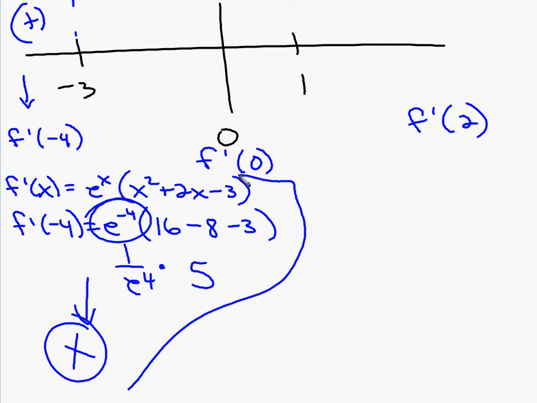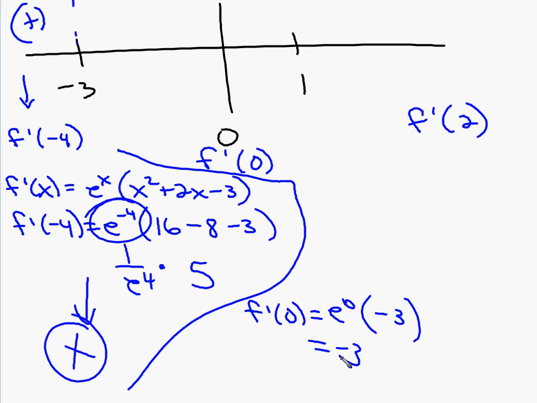Better draw a line here. F prime of 0 is going to be e to the 0 times 0 plus 0 minus 3. So e to the 0 is 1. Yes, 1 times -3 is -3. This one in here is negative. I think you know what's happening here.